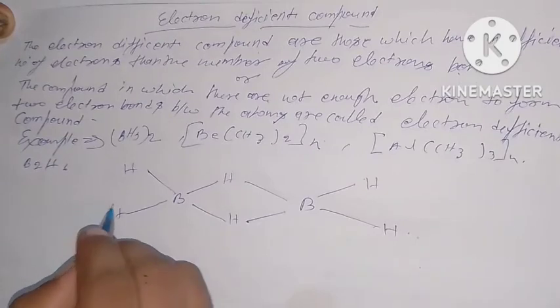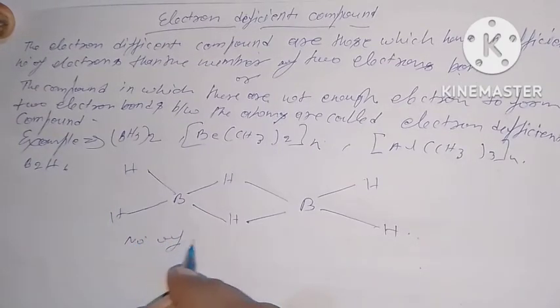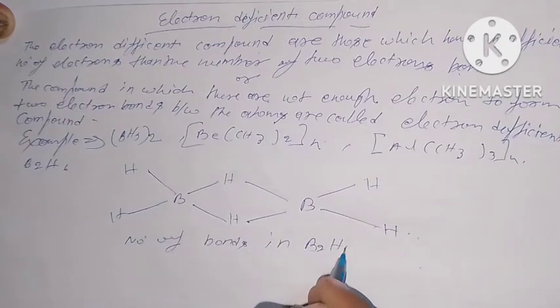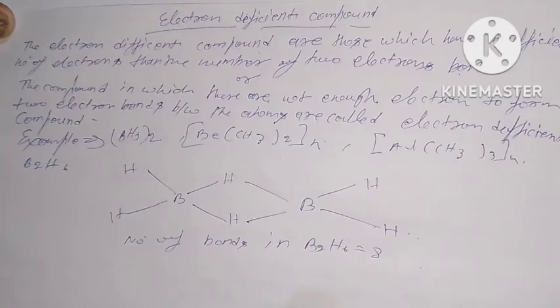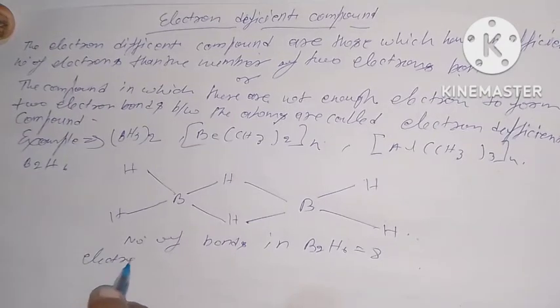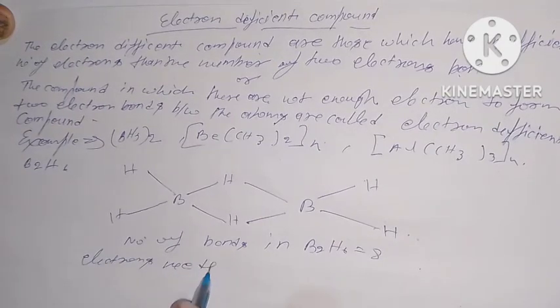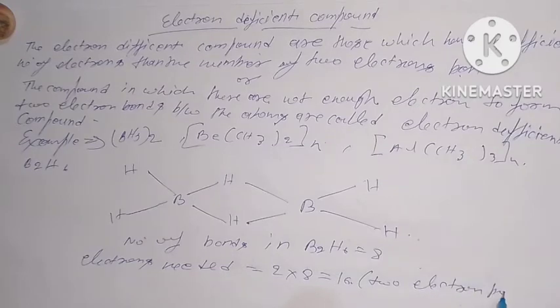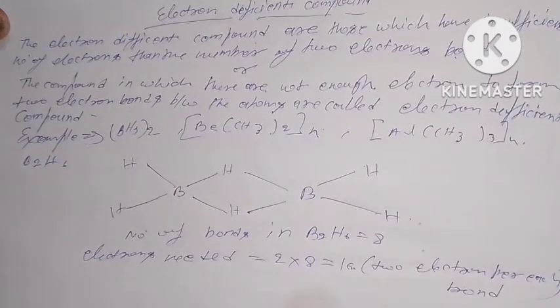Number of bonds in B2H6 equal to 8. Electrons needed equal to 2 multiply 8 equal to 16, 2 electrons per each bond, okay.